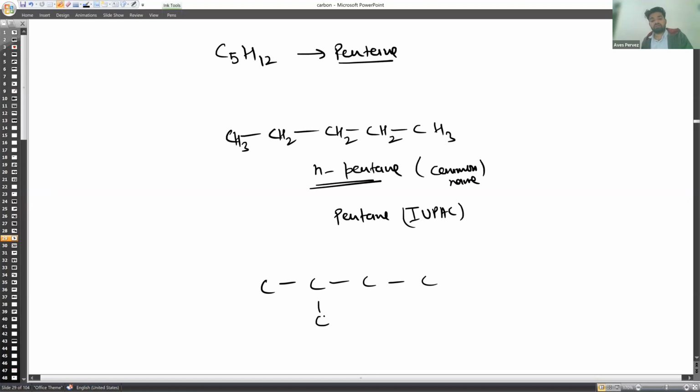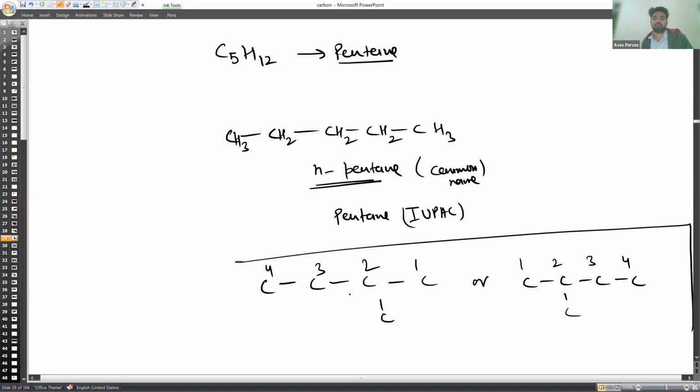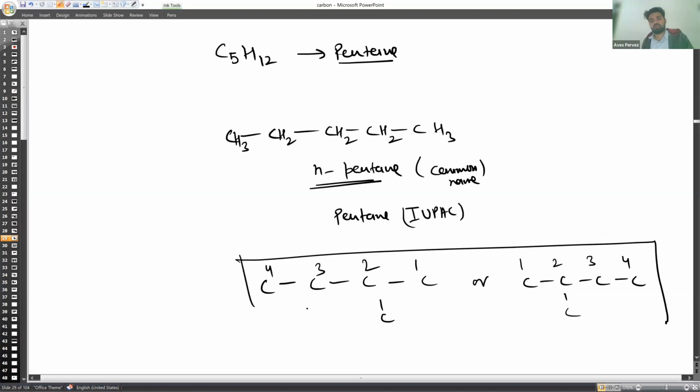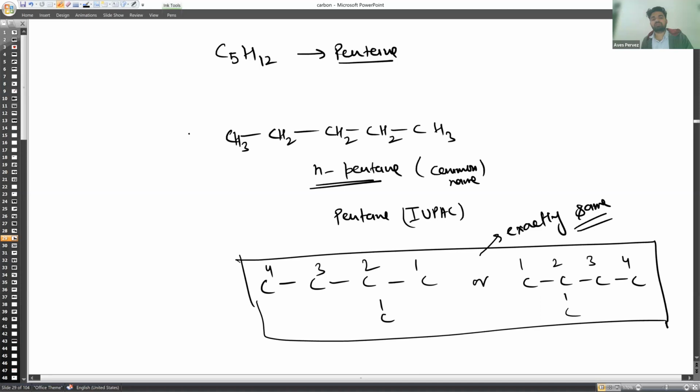If you put it here, the numbering should be done from this side, 1, 2, 3, 4. If you put it here, the numbering should be done from the other side. So both of these are exactly the same. They are not different, so we will consider them as one. Either you draw this structure or this structure.